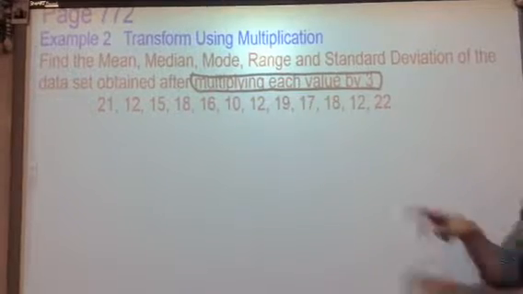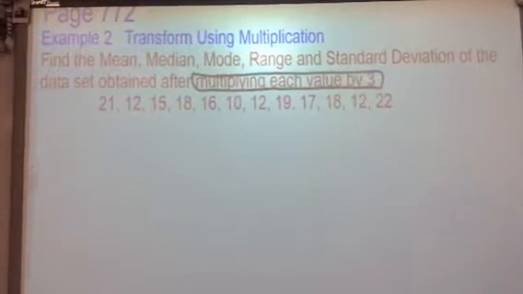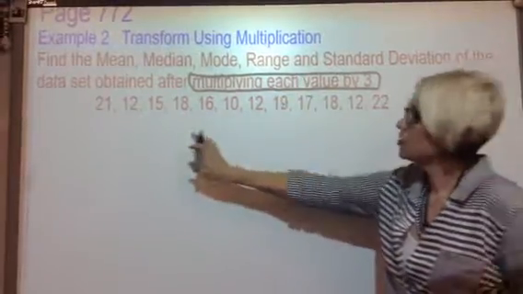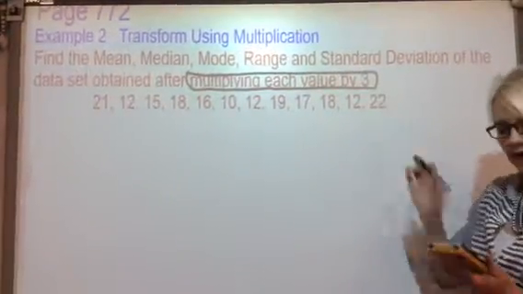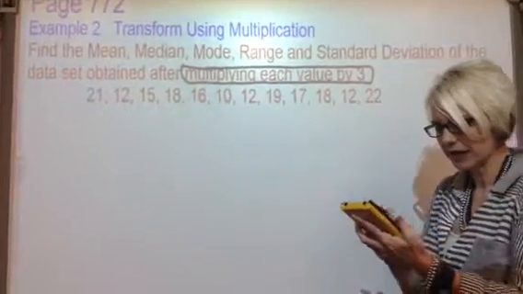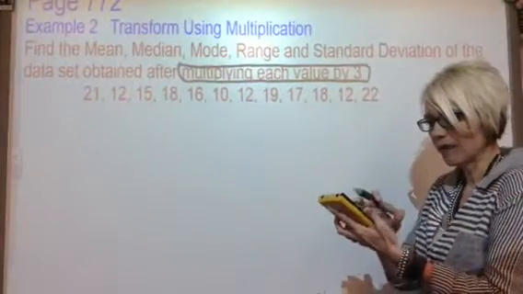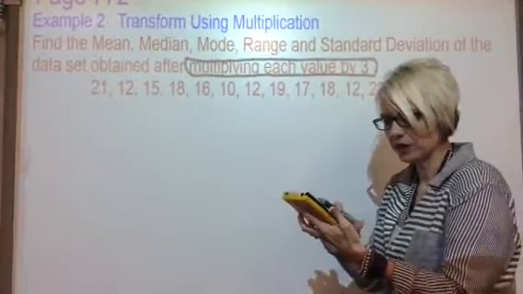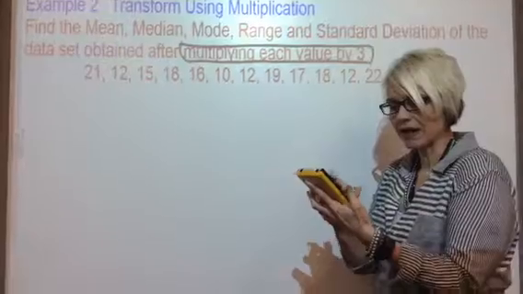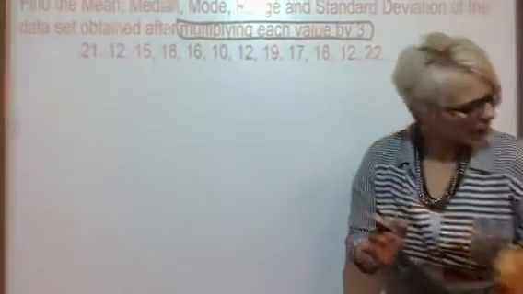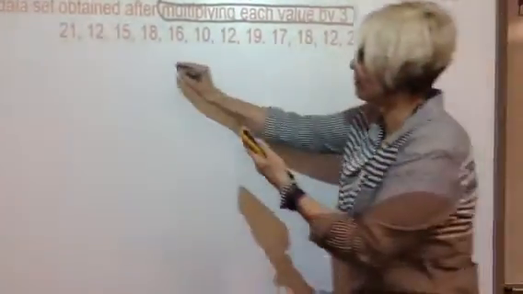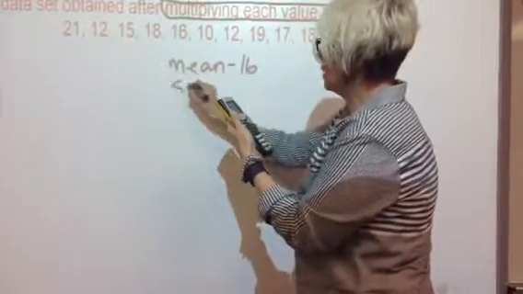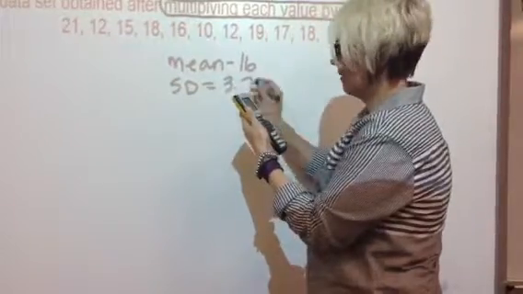What we know is that if I multiply by 3, it's literally going to multiply everything by 3. So I can actually put this into my L1, which is what I've done here. I've put this data into my L1, and then I do my stat calc, one variable stats of my L1. And what I see here is that I have a mean of 16, a standard deviation of 3.7.